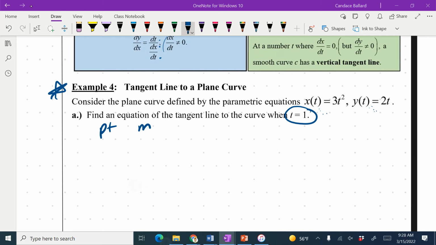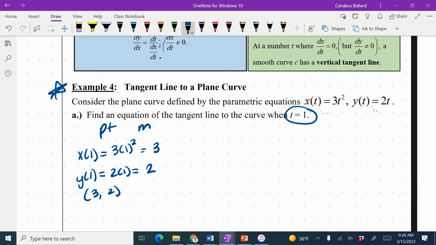Let's start with the point. So x of 1 and y of 1. So we do 3 times 1 squared. What's 3 times 1 squared? 3. Okay, and then we're going to do 2 times 1, which is 2. So I know that my point is (3, 2). Okay, if I really want to write it out like that, I can.